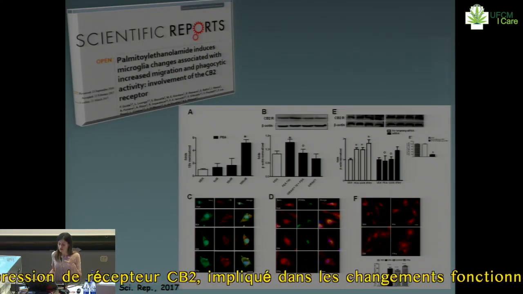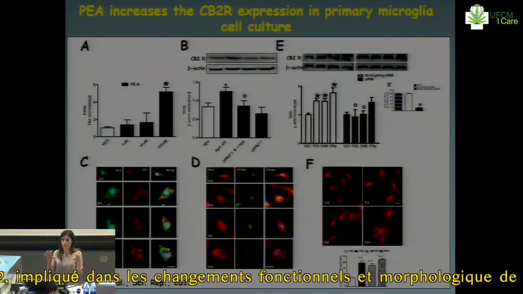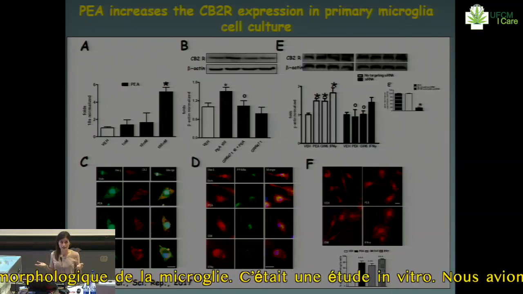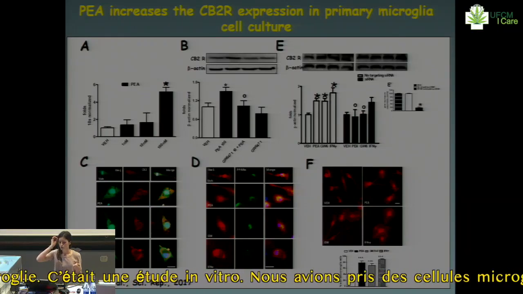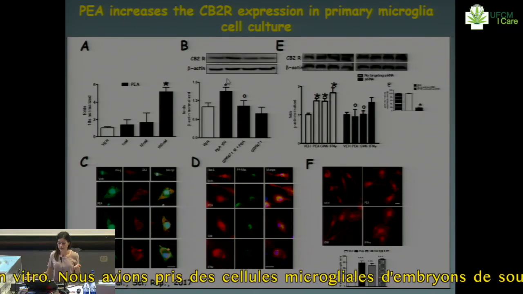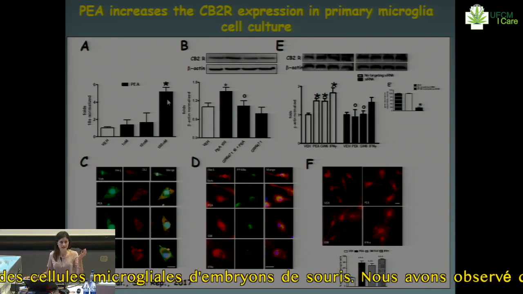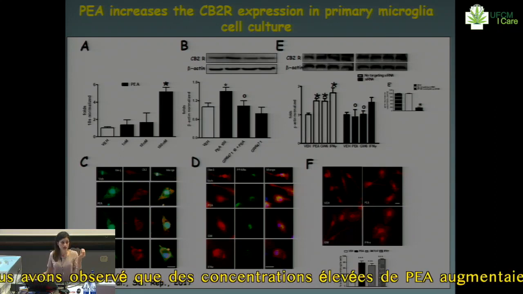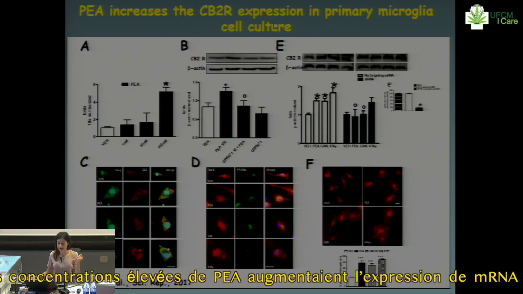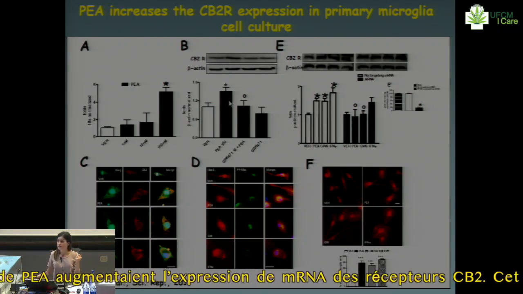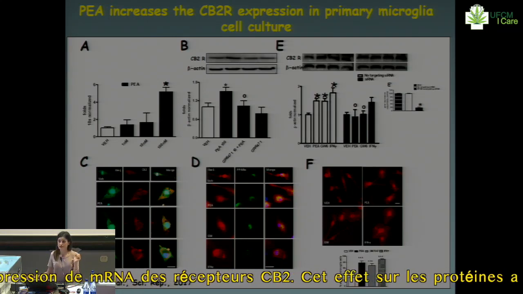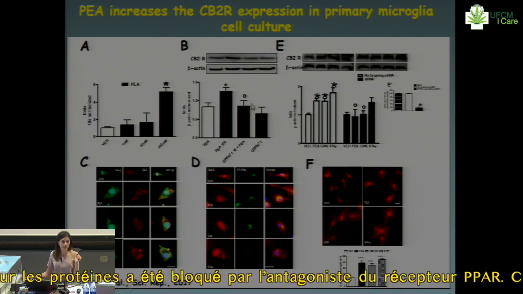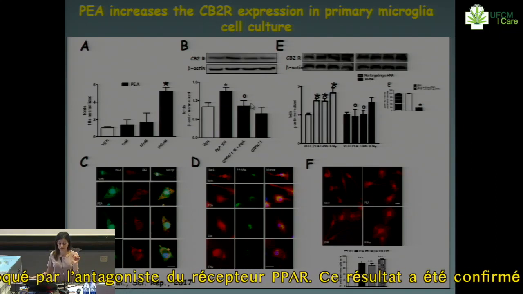In particular, this is an in vitro study. We cultured microglia cells from neonatal mice, and what we observed was that the application of the highest concentration of PEA induced an increased expression of mRNA and protein level of the CB2 receptor, and this effect on the protein was blocked by the PPAR-alpha receptor antagonist.